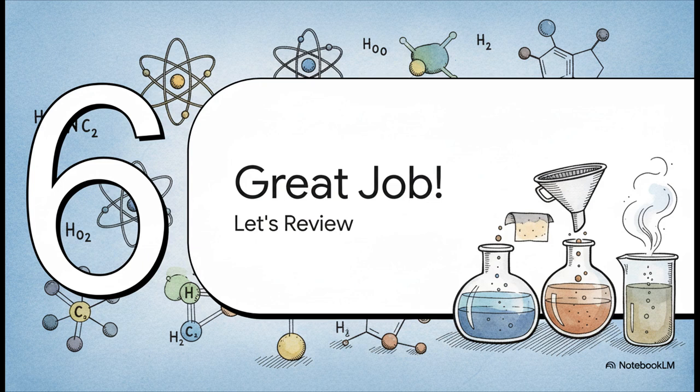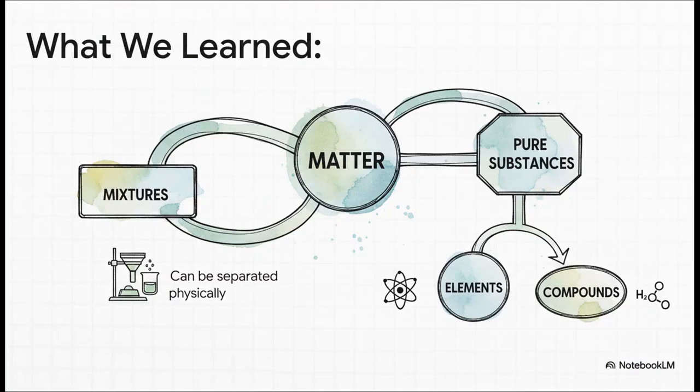Before we finish up, let's do a quick review of the most important things from today's explainer. So let's lock this in. The big idea is that everything around us is a substance, and every single one of those substances fits into one of two big families, mixtures or pure substances. We saw how mixtures can be separated with physical tricks like a filter or a magnet. And then we dove into pure substances, and we found out they're either the most basic building blocks, called elements, or they're brand new things made when elements combine, which we call compounds.